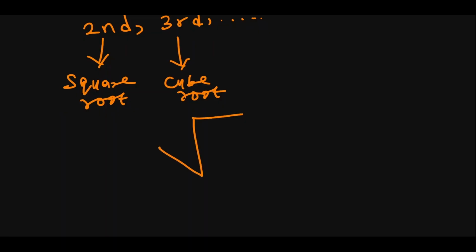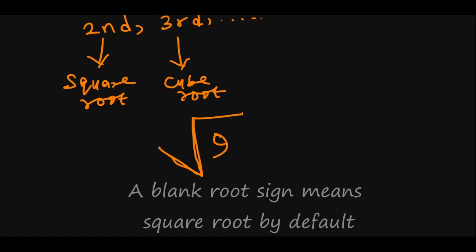Now, since this sign is the root sign, how does it distinguish one root from another? That is, how does it tell us this is the second root, third root, fourth root, and so on? Because the second root, which is the square root, is the most popular root, this sign is reserved for it. So once you draw this sign and put a number to the right of it, inside the space there, then this automatically means square root. So in this example, this is square root of 9.